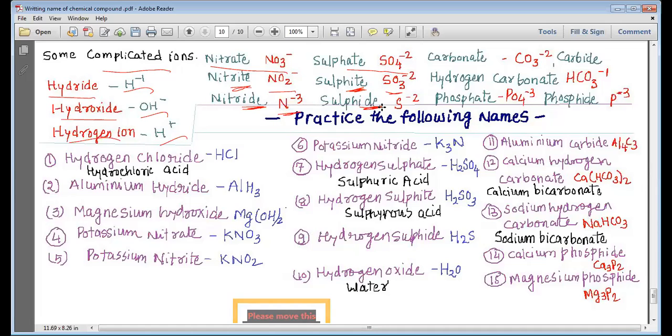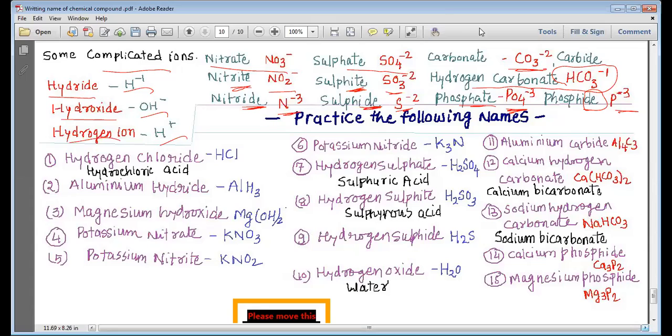But if you have sulfide ion, then it is S minus 2. If you have carbonate ion, then it is CO3 minus 2. But if you have hydrogen carbonate ion, then it is HCO3 minus 2. If you have phosphate ion, then it is PO4 minus 3. But if you have phosphide ion, then it is P minus 3, my dear students.